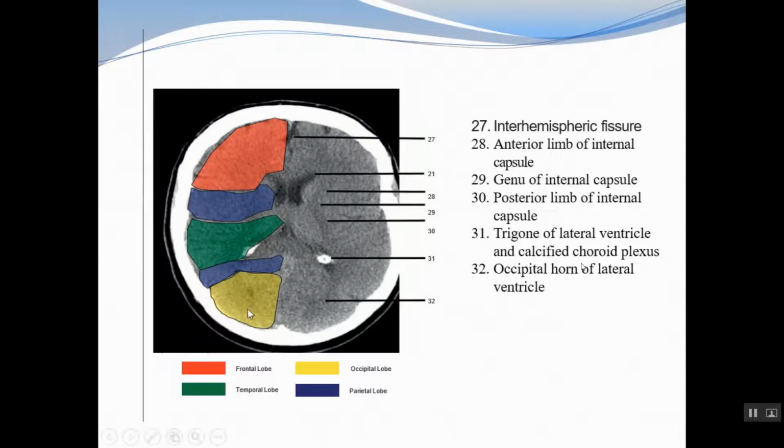Here we'll see the interhemispheric fissure, then the anterior limb of the internal capsule, genu of the internal capsule, posterior limb of the internal capsule, trigone of the lateral ventricle, and calcified choroid plexus, occipital horn of the lateral ventricle.